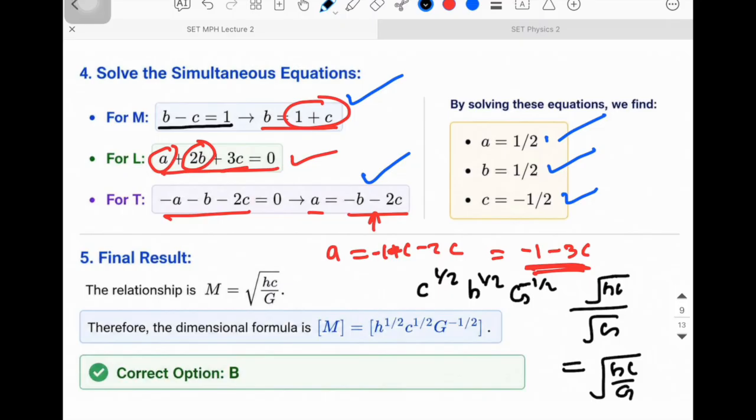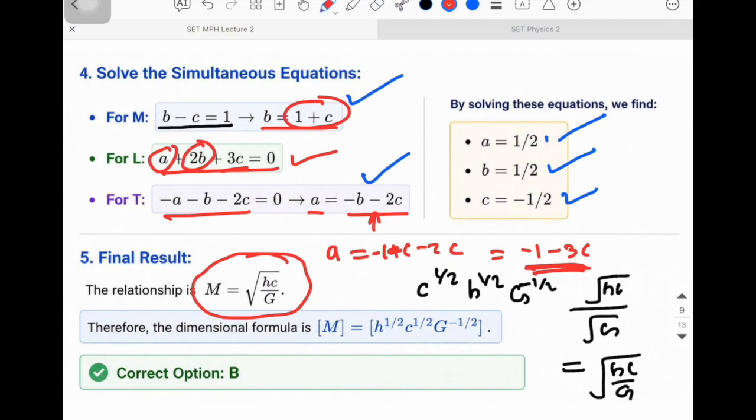Very important. Sometimes the same question can be asked. Okay. Please note. Maybe in your examination the same question can be asked. So we can write the mass relationship is under root hc by g. Okay. So this is one way to solve it.